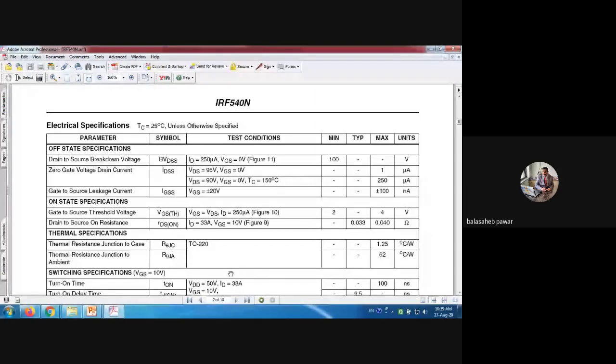Okay. Next one is gate to source threshold voltage. This is also a very important specification at our stage. VGS threshold is given as minimum 2 volts and maximum 4. Maximum 4 means what? It is not that we can apply VGS maximum as 4. Device to device, there may be some variation in that threshold voltage, and that's why the manufacturer mentions it as 2 to 4 volts.